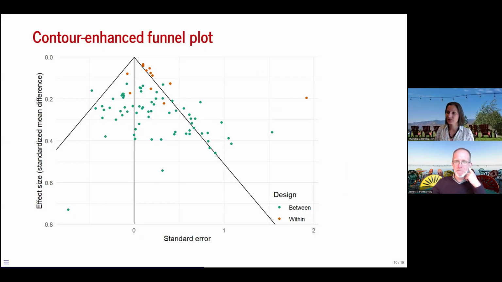Now, if we look at a contour-enhanced funnel plot of the data, what we are looking at is our effect sizes on the y-axis and standard errors of those effect sizes on the x-axis. In the upper right-hand quadrant, what we see are positive and significant effects, and the non-significant negative effects are represented in the lower left-hand quadrant. You'll notice here that the orange studies, which represent the within study designs, tend to be clustered in that upper right-hand side of the plot. So we'll see what that means later on.